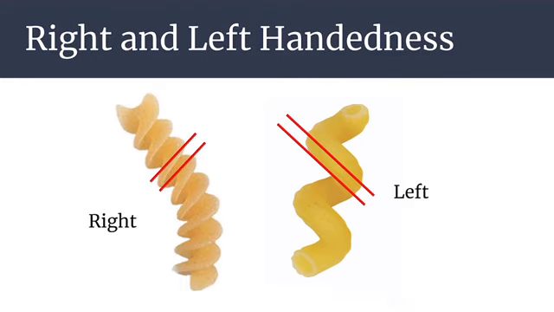As mentioned before, DNA is helical, or in other words, a spiral shape. Looking at these noodles will help us determine left and right-handedness. As you can see, this rotini noodle is right-handed as the spiral goes up and to the right. This cavatappi noodle goes up and to the left, so it is left-handed.